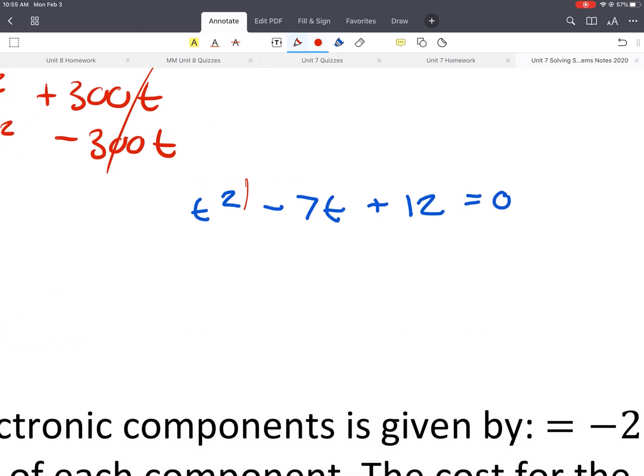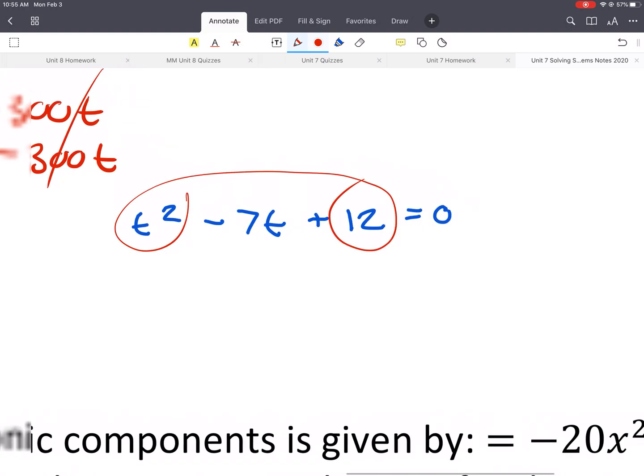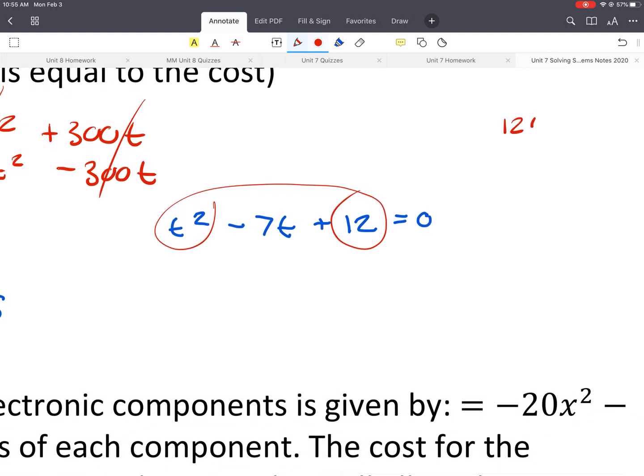You can do factoring if it works. So let's see, we need two numbers that multiply to 12 and add up to give us negative 7t. What could make that work? So 1 and 12, 2 and 6, 3 and 4. Oh, it's got to be 3 and 4. So we're going to do negative 3t and a negative 4t. So we can write our equation. Since a is 1, we can do t minus 3 and t minus 4.